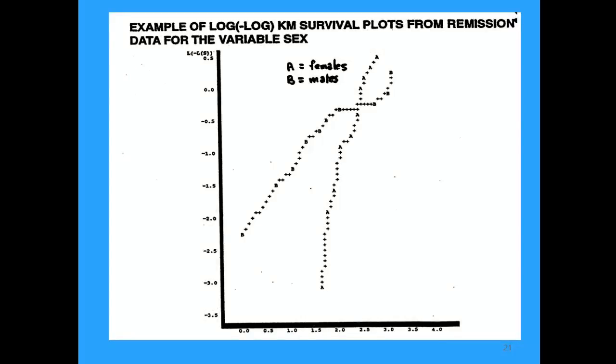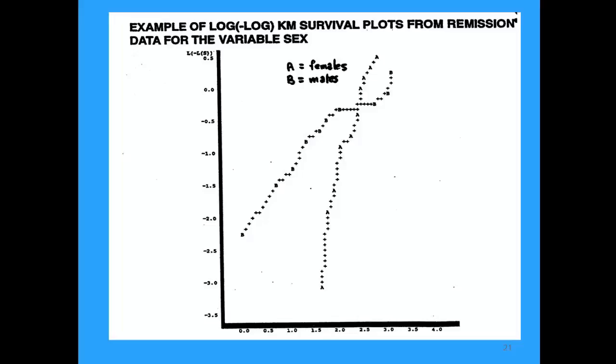What about this one? Parallel? No, this is bad. This is the sex variable, okay? So I've just shown you 3 graphs, and all of these are log-log Kaplan-Meier curves. So based on this, what would you conclude? Well, you conclude treatment's fine. Log white blood cell count is not that bad, and the sex variable is terrible, right?